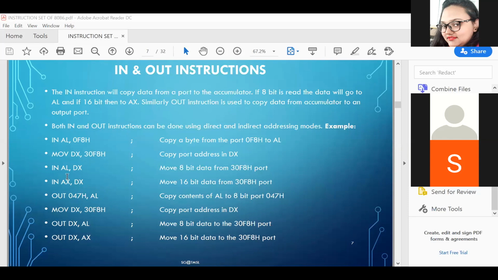Okay, so in this way IN and OUT instructions can be used, and when it is used, the DX register can be used to initialize the port address. Is it clear? Clear? Yes, sir. Yes. IN and OUT instruction.